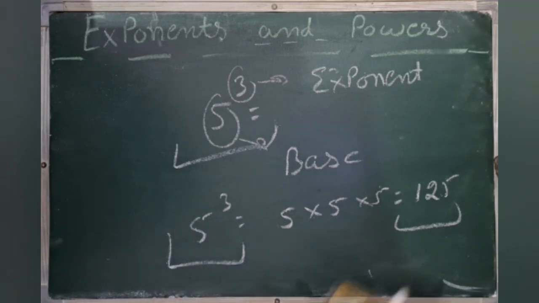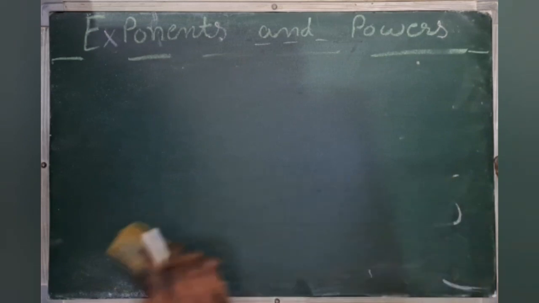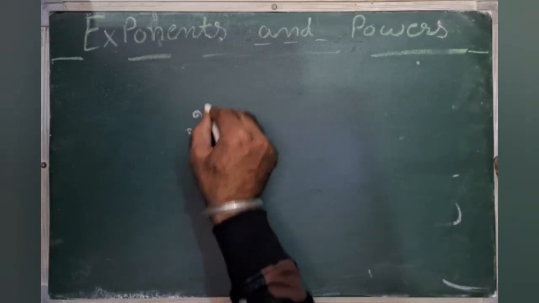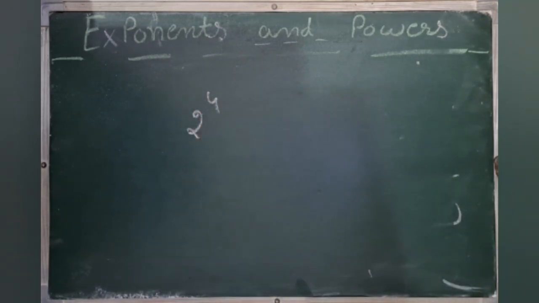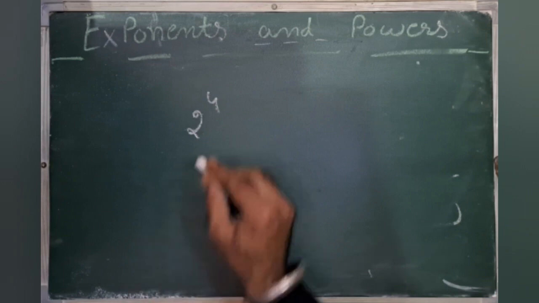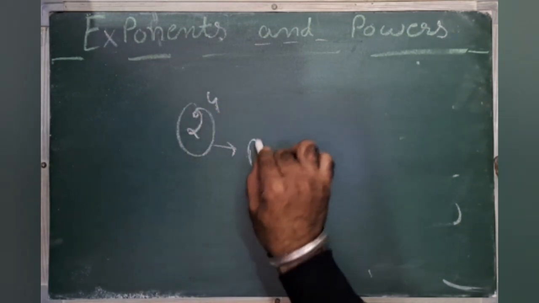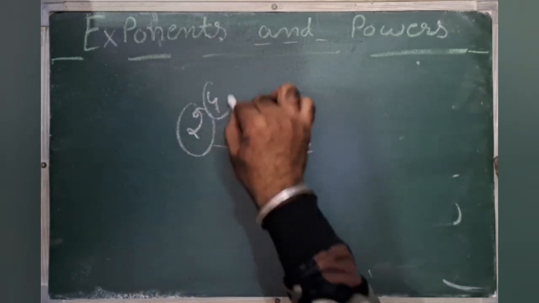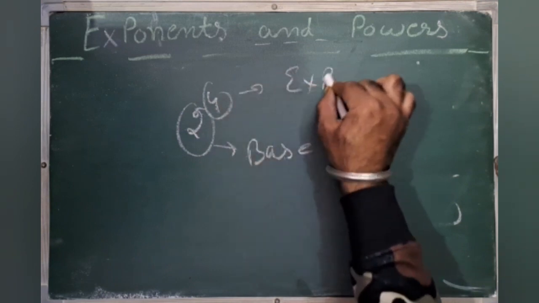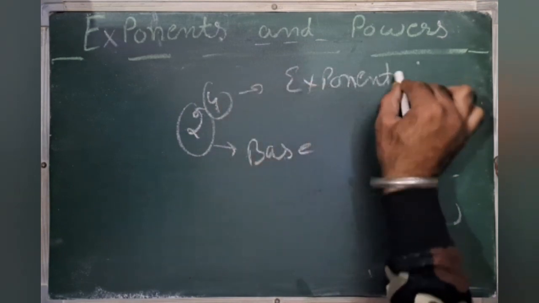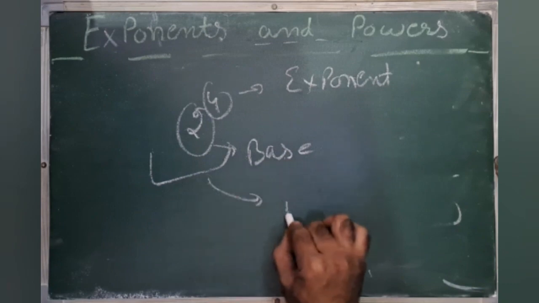One more example, like if I write 2 power 4. So in this, the base is the 2. This is the base. And this 4, this is the exponent. And this whole, that is called the power.